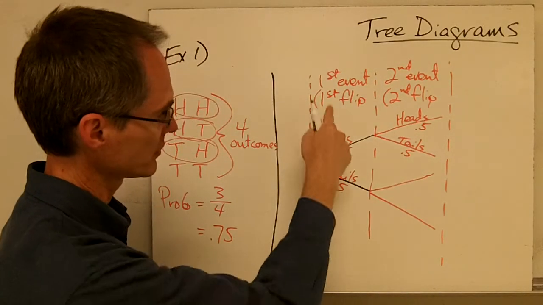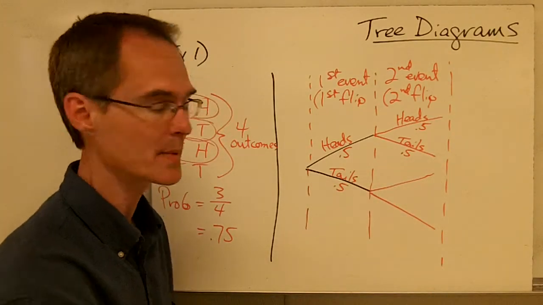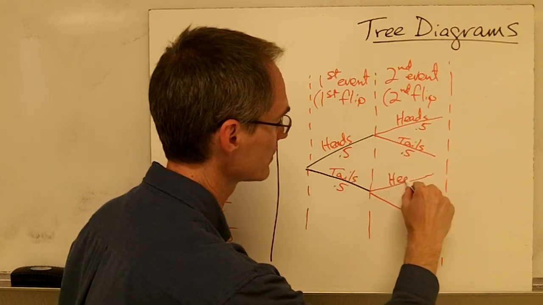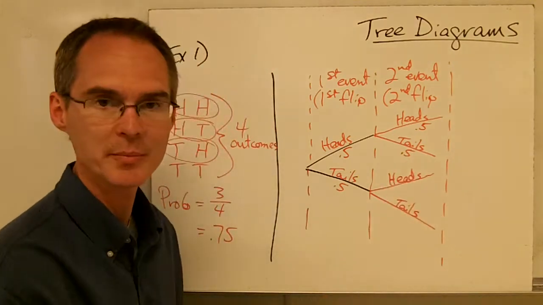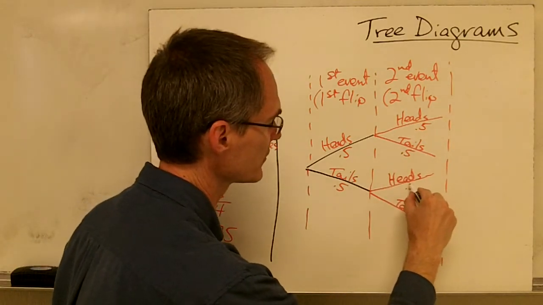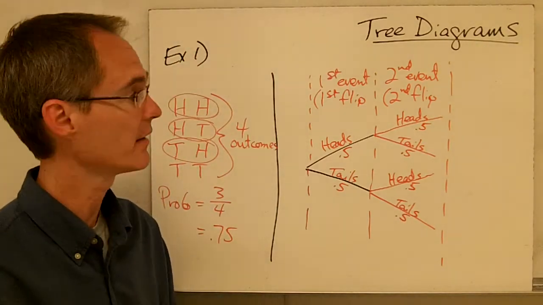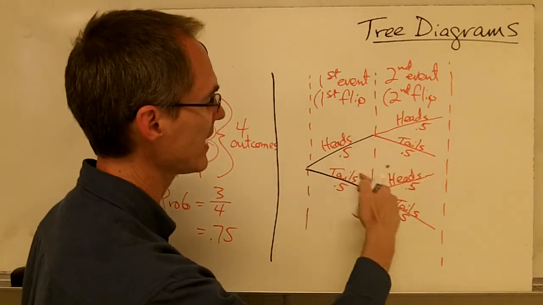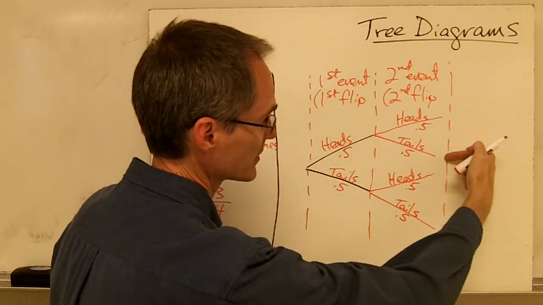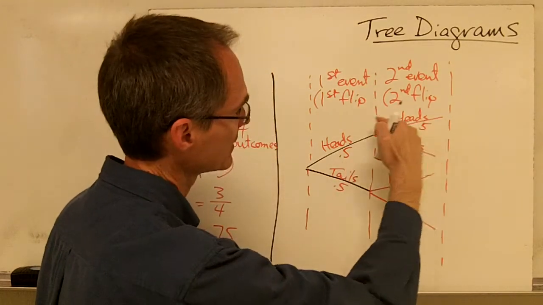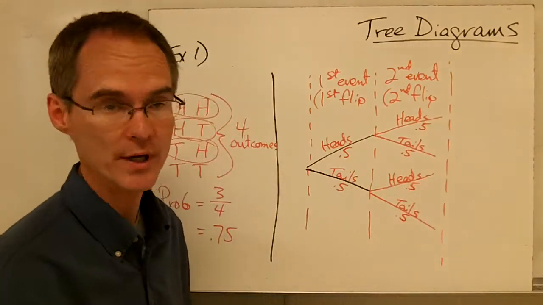If I do my first coin flip and I get tails, well then when I do my second one, I've got 2 possible outcomes for my second flip. I could get heads, or I could get tails. And again, I write the probabilities in here. The probability of getting heads on this second flip is 0.5. The probability of getting tails on the second flip is also 0.5. And now I can actually calculate the probabilities of each one of these 4 outcomes. And notice I've got a total of 4 outcomes because at the end of my tree, I've got 1, 2, 3, 4 end points.